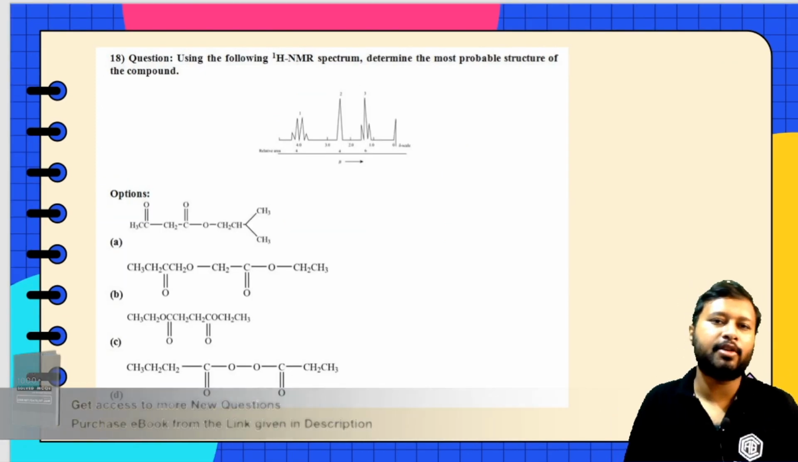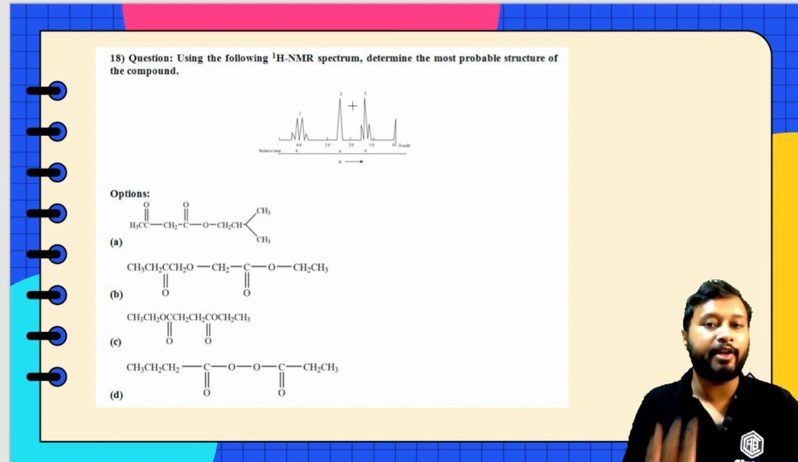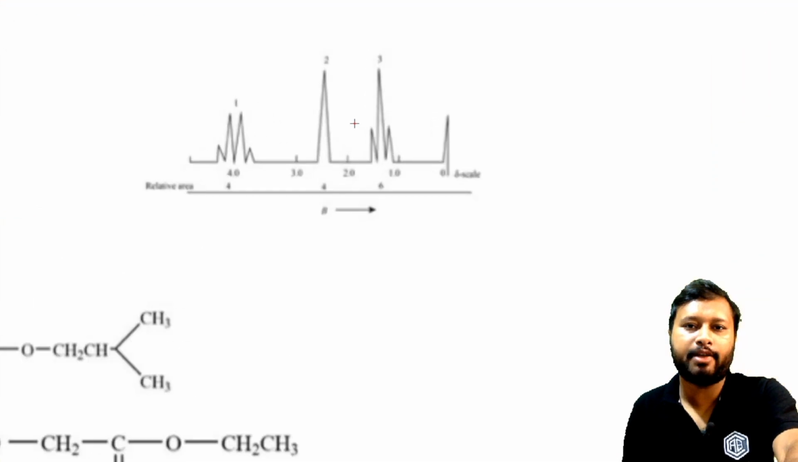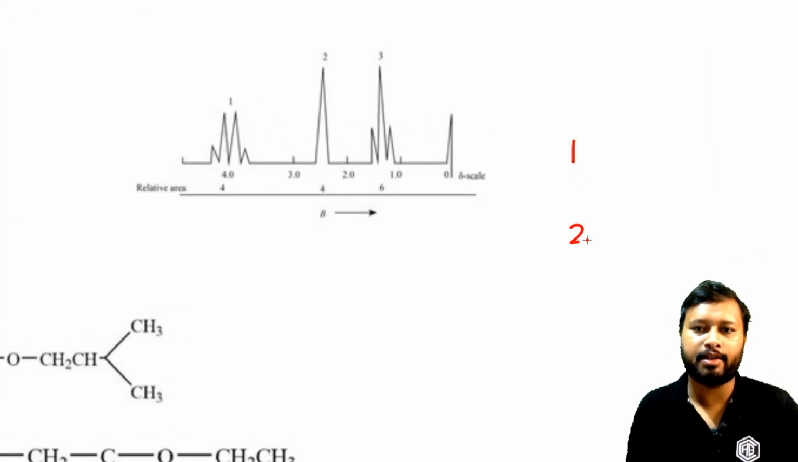Alright, let's look at this question. Here it says, using the following proton NMR spectrum, determine the most probable structure of the compound. Now here you are not given data but a spectrum itself. If you look at it, or if I zoom in a little bit, you will see that you have 3 signals: signal number 1, signal number 2 and signal number 3. Signal number 1 is a quartet, signal number 2 is a singlet, and signal number 3 is a triplet.